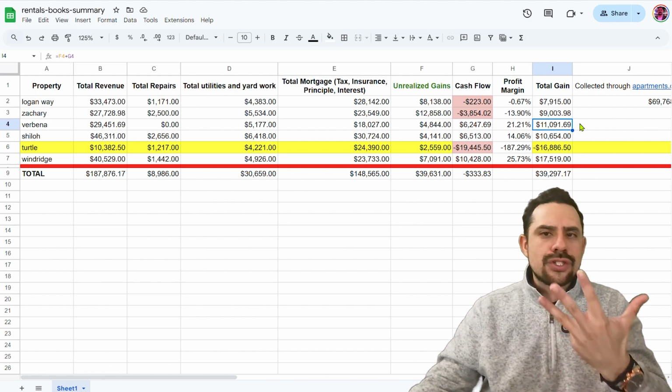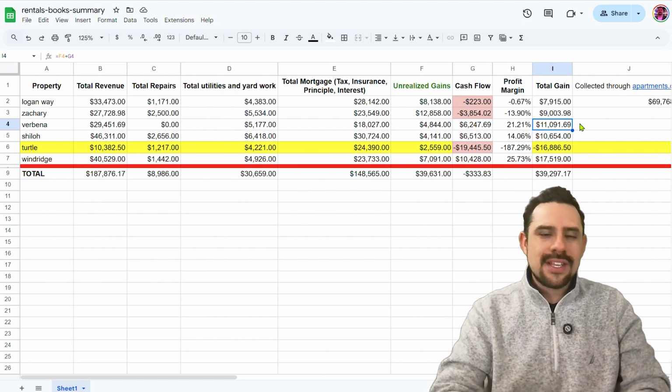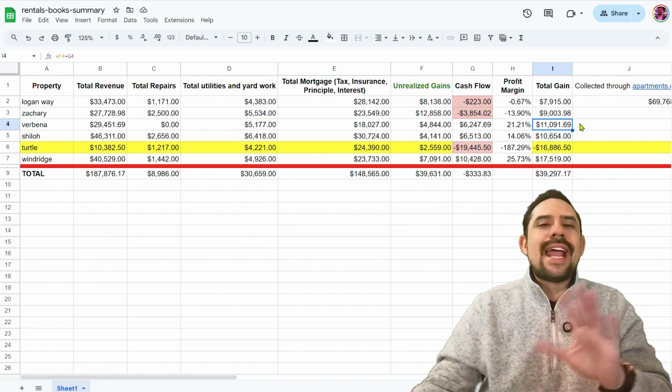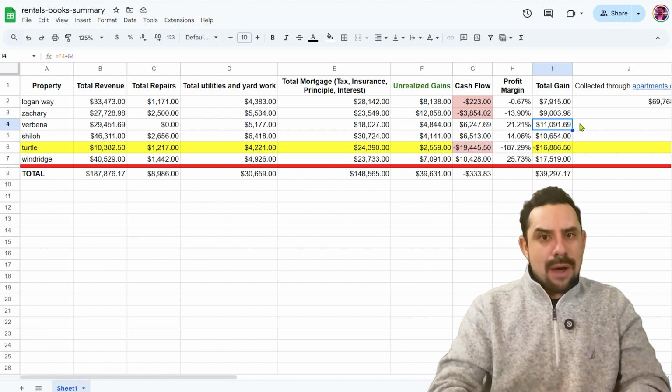I hope that this helps you understand and appreciate how you prepare for your taxes, regardless if you're in real estate or any other venture. It's all about being organized, and it's all about being very meticulous with the numbers.